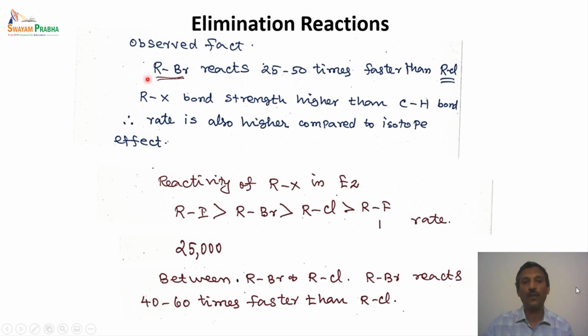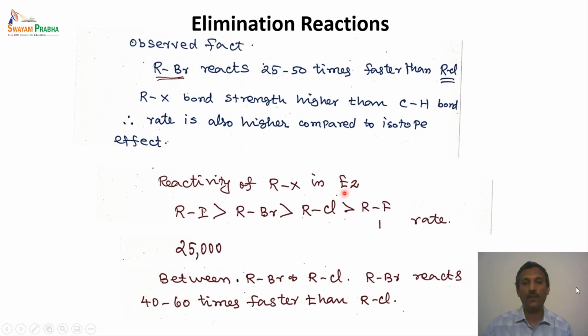So what is the observed fact? When we take RBr, it reacts 25 to 50 times faster than RCl. That means a good element effect is observed in this reaction. So what we can say from that is that the RX bond strength is weaker than the CH bond, and therefore the rate is also higher compared to the isotope effect. In the isotope effect we had only seen KH by KD of 7, but in the case of bromine and chlorine replacement, the rate is 25 to 50 times faster. So the element effect is much stronger compared to the primary isotope effect.